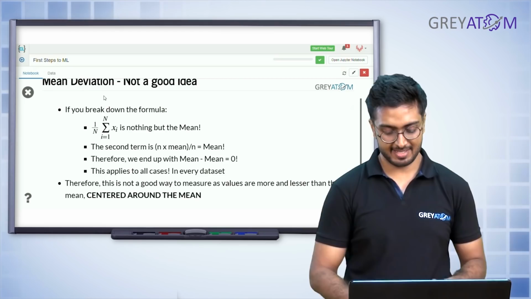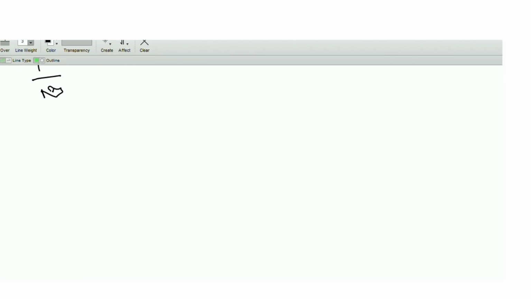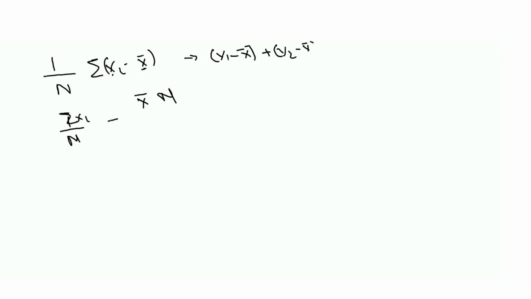So if you break down the formula, let's understand this. What we are trying to do here is 1 by n into summation of xi minus x bar, right? So if x bar is a constant, what you do here is, if you sum it, you would basically come out to x bar into n, if this is a constant which you are summing up multiple times. So this is basically nothing but x1 minus x bar plus x2 minus x bar, right? That's what you're trying to do.